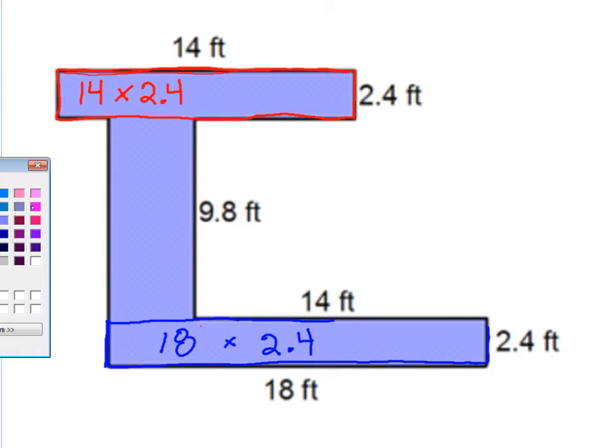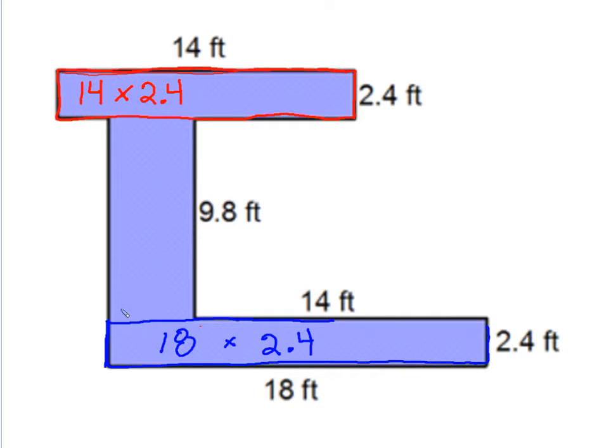Then we have this rectangle right here. Now this is 4, and I know that because from here to here is 18, and from here to here is 14. So 18 minus 14 gives me 4. That's how I know, these two minus. So this is 4, and the height of this is 9.8. So 4 times 9.8. So now I need to add these together.